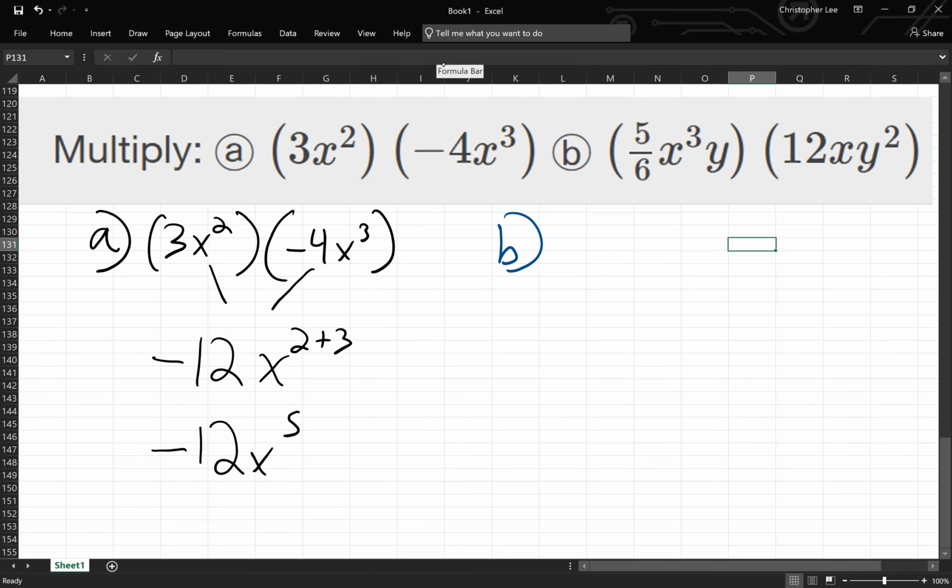How about B? Again, numbers with numbers, variables with variables. So I have 5/6 times 12. What's that going to be? In my head, I'm thinking 5/6 times 12/1. And then 6 goes into 6 once, 6 goes into 12 two times, and then 5 times 2 is just 10.